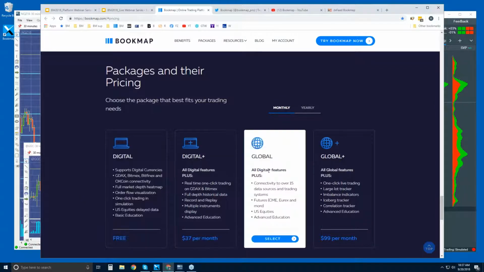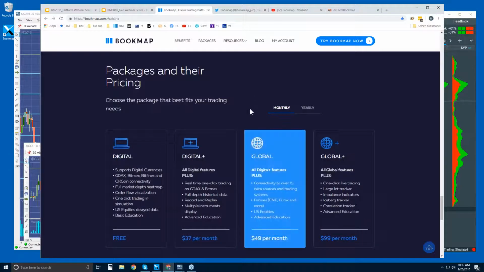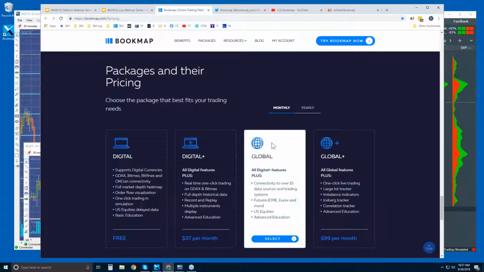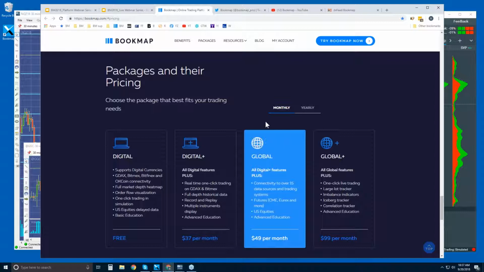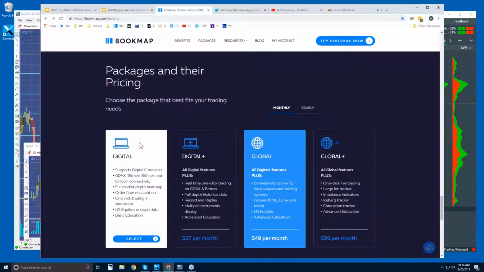However, if you're an equities or futures trader and you want to connect to the live market, just try Bookmap Global for a month. That would be the easiest way. You can cancel at any time, and at least it gives you a really good insight into what Bookmap has to offer, and take it from there. Okay, you can always cancel and then resubscribe monthly, yearly, however you like. Okay, so that's the Bookmap digital version.